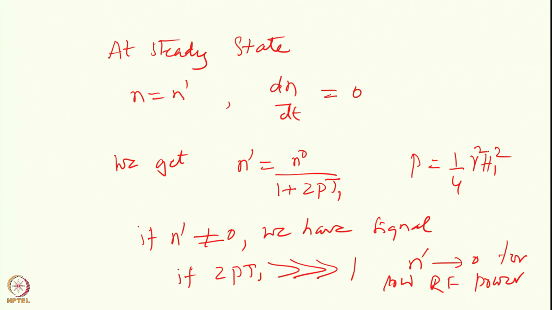And unfortunately, Gorter chose a sample which had a very large, very long T1. So therefore, with very low power, he was actually saturating the signal. N dash was going to 0. Therefore, he could not see the signal at all. So unfortunately, he missed the Nobel Prize. So I think we will stop here.